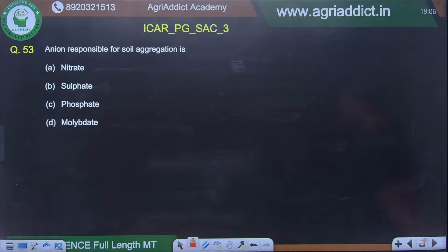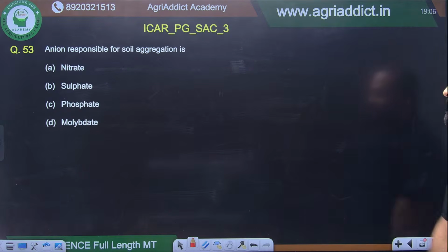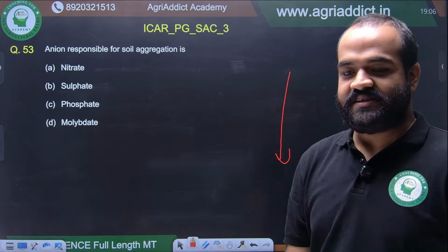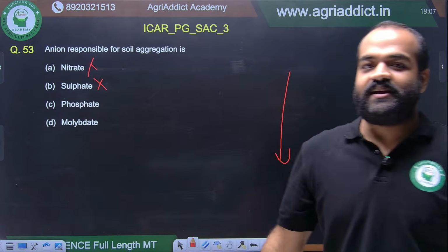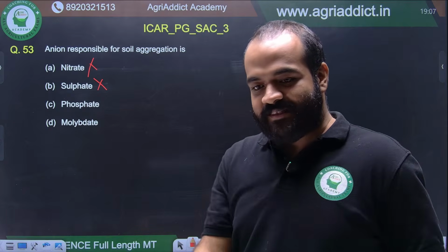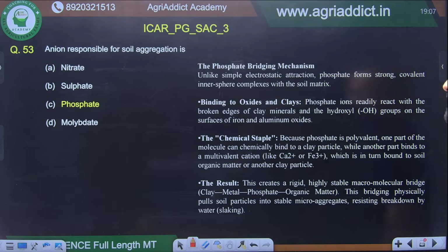No, it is not B, not at all B. No, it is not sulfate. How can it aggregate the soil? Sulfate is highly mobile. Sulfate तो लीचिंग होकर नीचे चला जाता है ना. Sulfate and nitrate तो no chance. Nitrate and sulfate no, because these are highly mobile in the soil solution and they are leached down. So the answer would be phosphate.